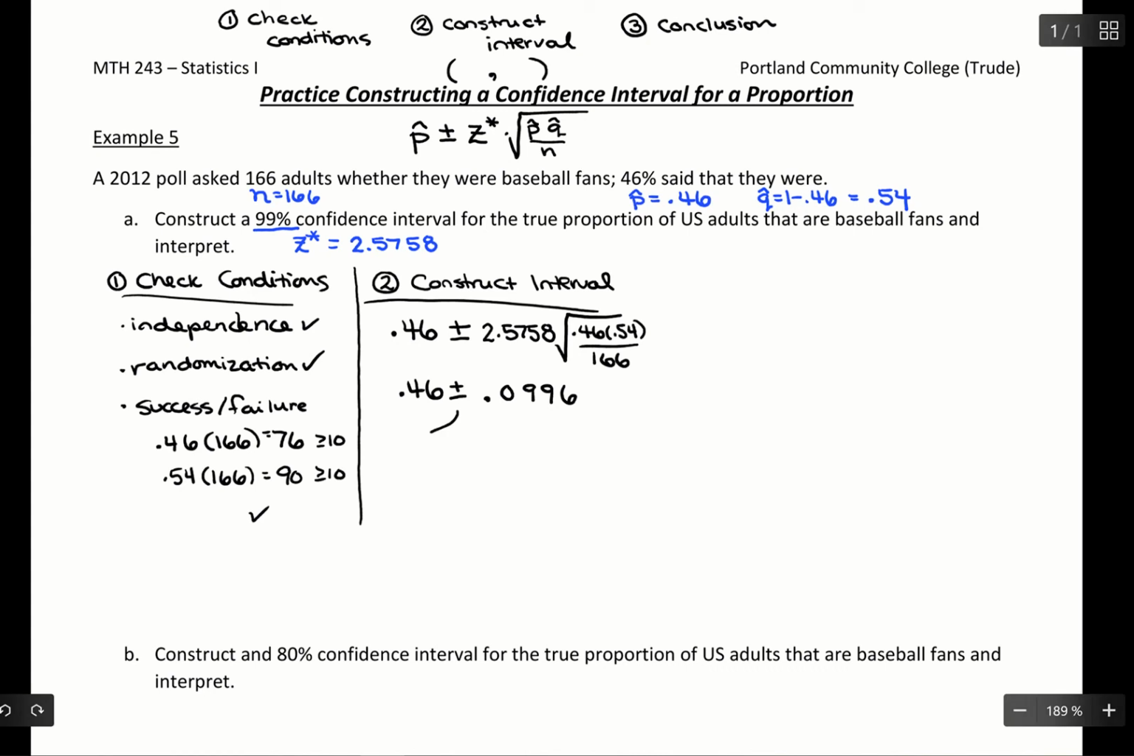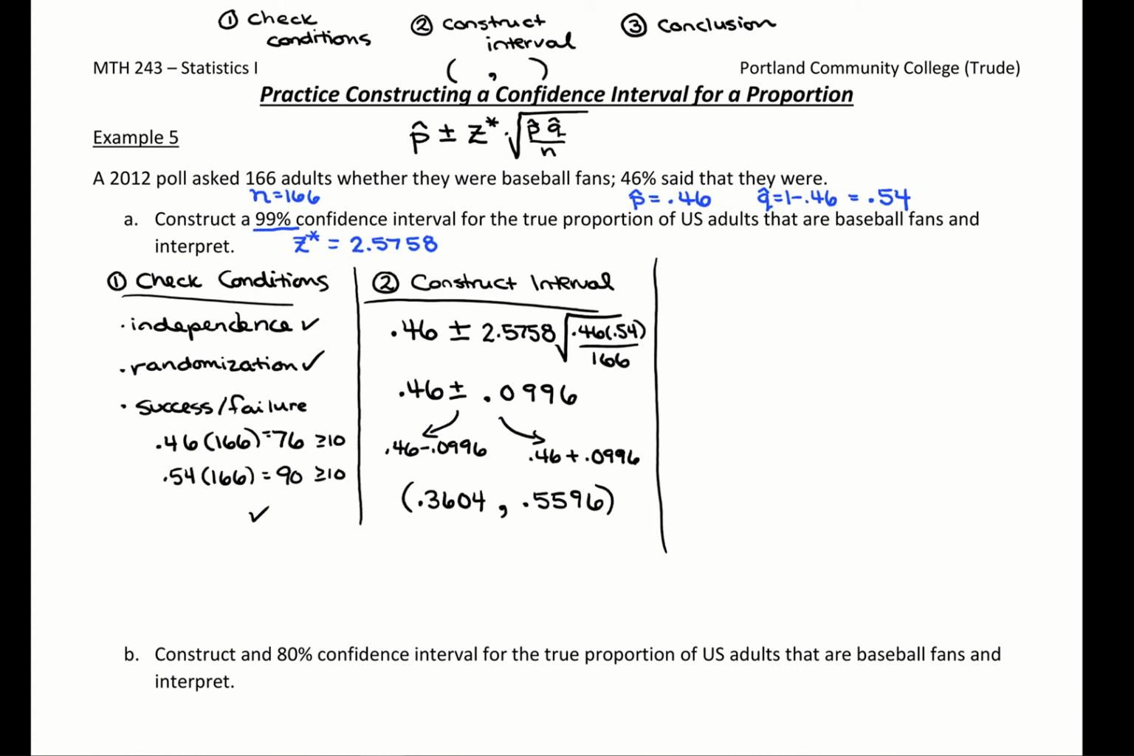And then what we're going to do is split our equation into the subtraction of the 2 values and the addition of the 2 values to get our lower bound and our upper bound. So if we subtract 0.46 minus 0.0996, that'll be a 0.3604. And upper bound, if we add 0.46 plus 0.0996, that'll be a 0.5596. So with that, we found our confidence interval. So we have the numerical values. Then the last thing we need to do is make a conclusion.